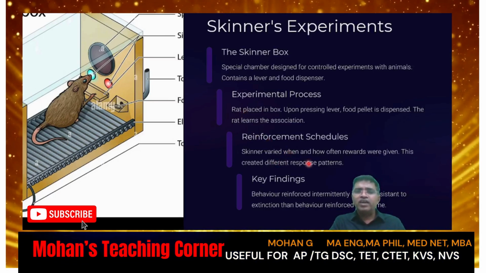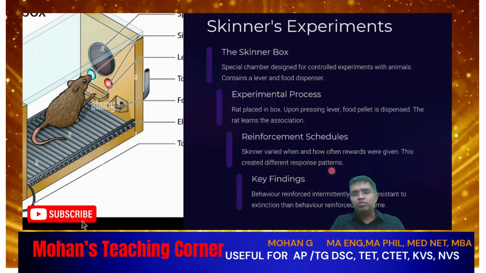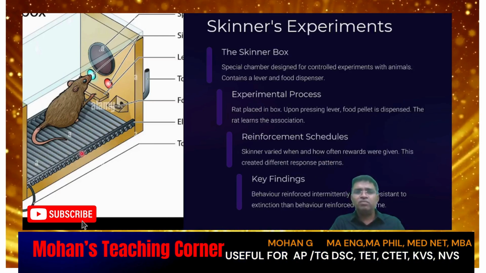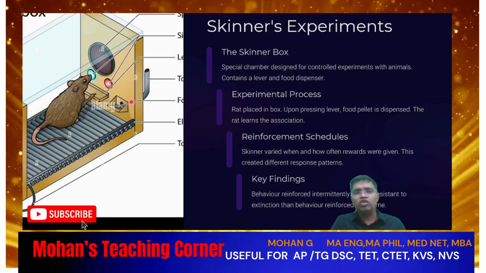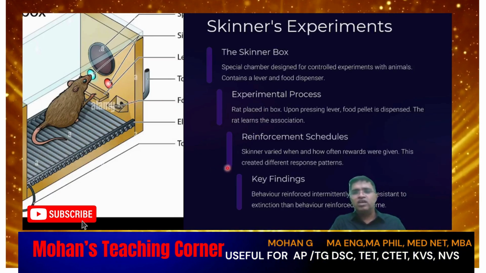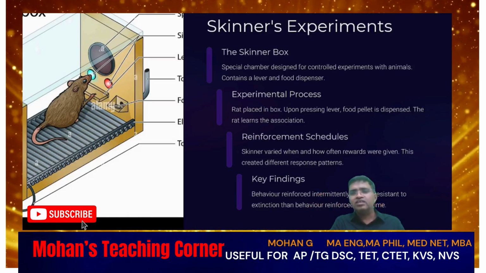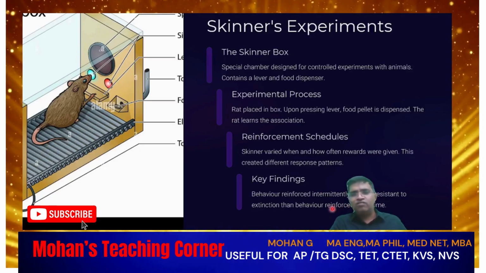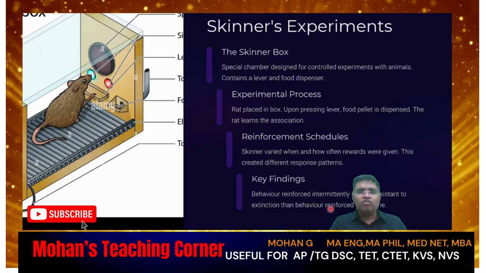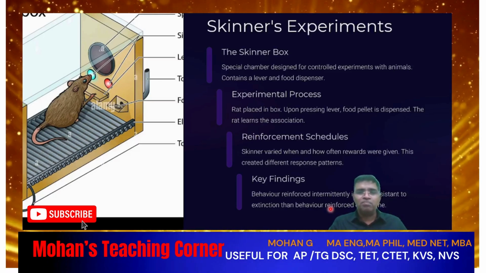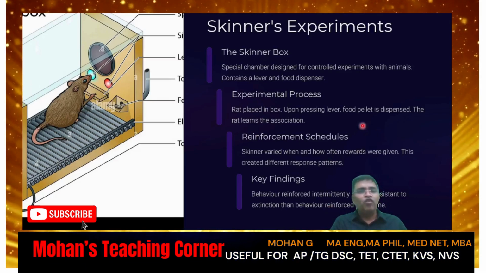Reinforcement schedule. Skinner varied when and how rewards are given. That created different response patterns. So he gave different patterns for getting the rewards: if you press this, you are going to get this. The key finding: behavior reinforced intermittently is more resistant to extinction than behavior reinforced every time. So if something is done well, then you are going to be rewarded. If not, then you are going to get punishment, or not get the food pellet.